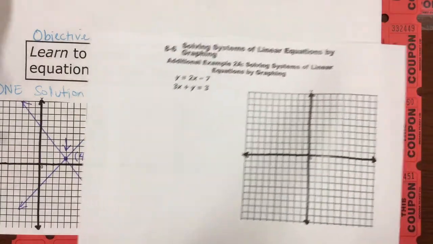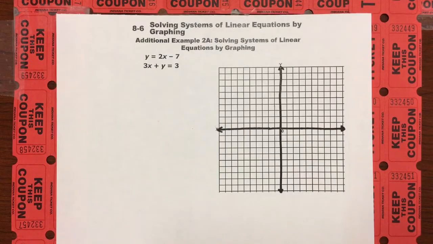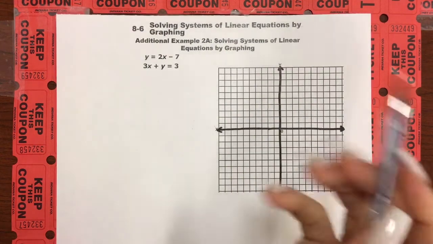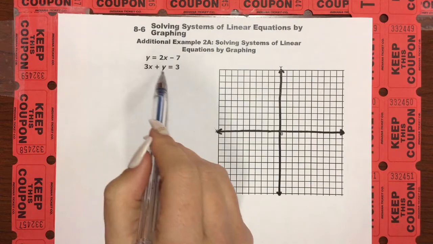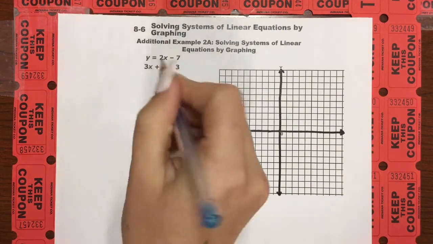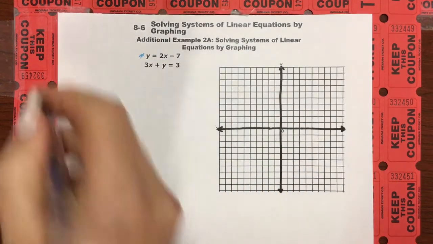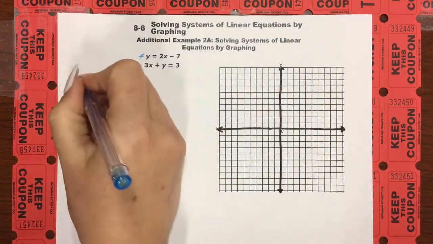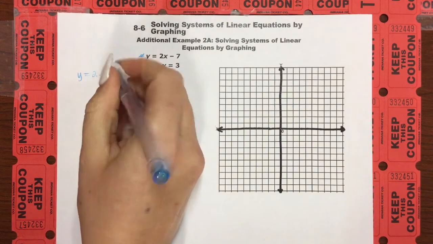So the first example, we're going to start with example 2A. Okay, here we go. We have two equations. We're going to solve by graphing, which means we're going to graph both of these. To solve by graphing, what we need to do is put them in slope-intercept form. I see that this first one is already in slope-intercept form, and that is awesome. So this one I can just leave as y equals 2x minus 7.